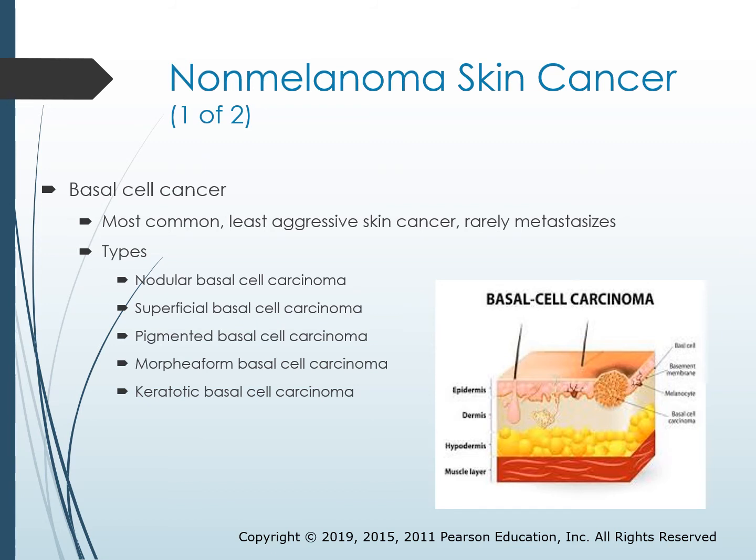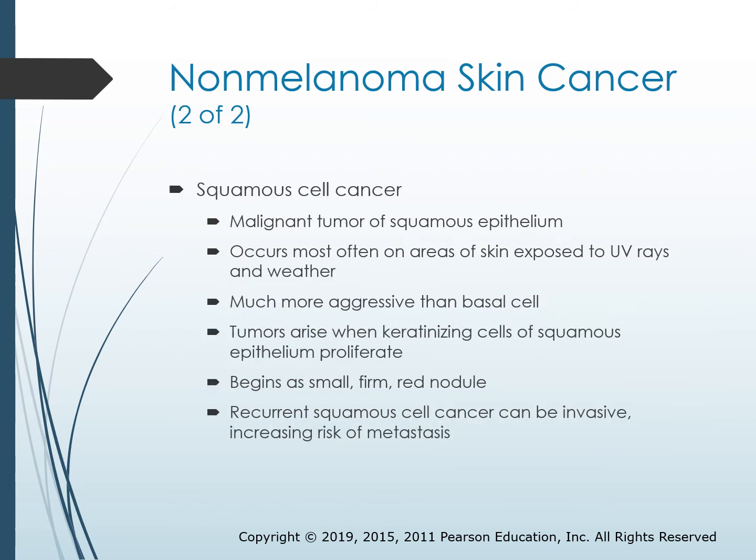And keratotic basal cell is found on the pre-auricular and post-auricular groove, and that's around the ear, the auricular area. So a lot of people do get skin cancers on their ear. Squamous cell is a malignant tumor of the squamous epithelium of the skin or mucous membranes. It occurs most often on areas of skin exposed to UV rays and weather, such as the forehead, helix of the ear, top of the nose, lower lip, and back of the hands.